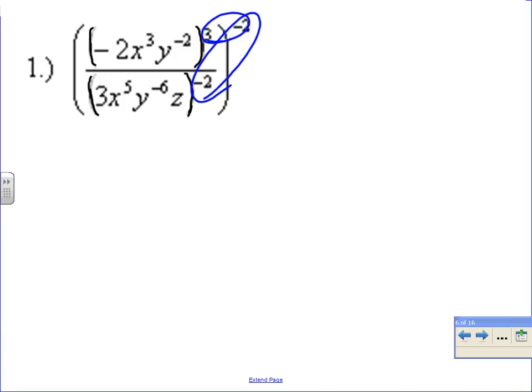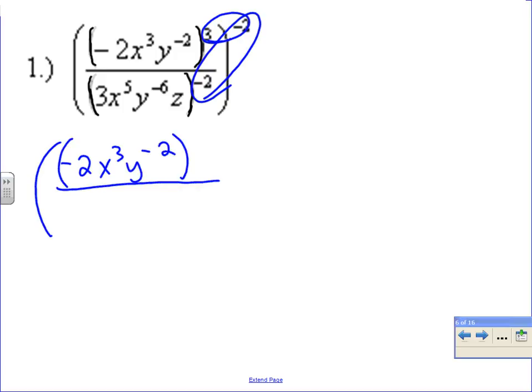So I'm going to do this with you. We need to rewrite everything. So we have -2, x to the 3rd, y to the 2nd. All of that is in little parentheses, raised to the -6th. On the bottom, it's still in little parentheses, and it's raised to the +4th. Oops. So make sure you're writing that carefully.